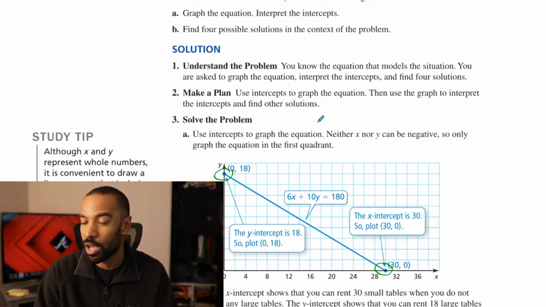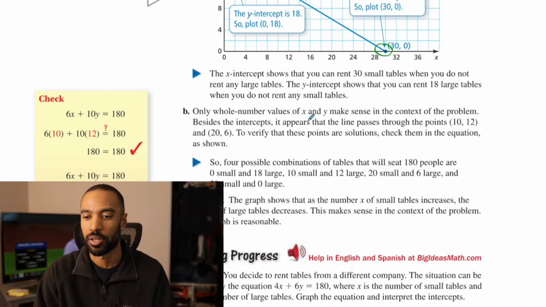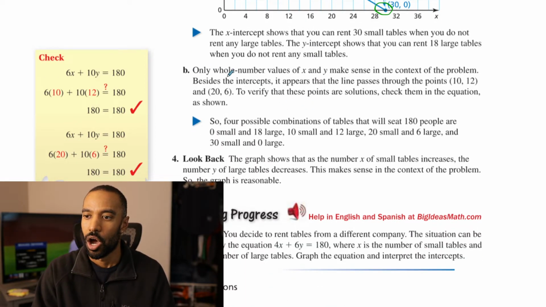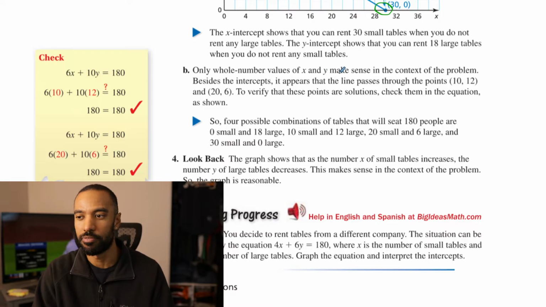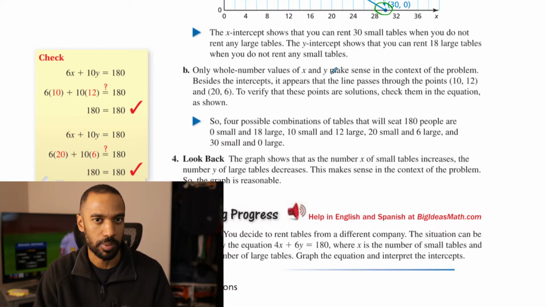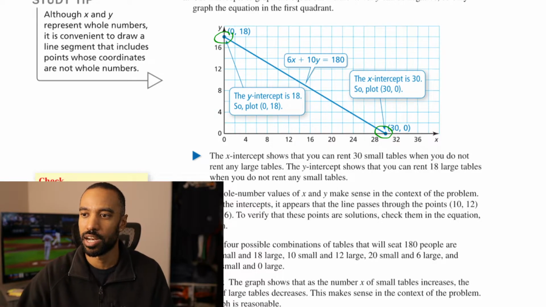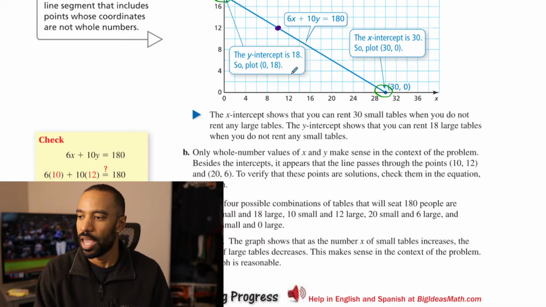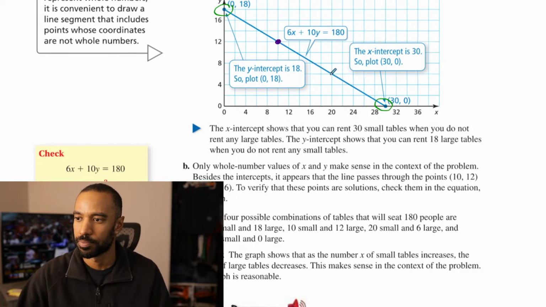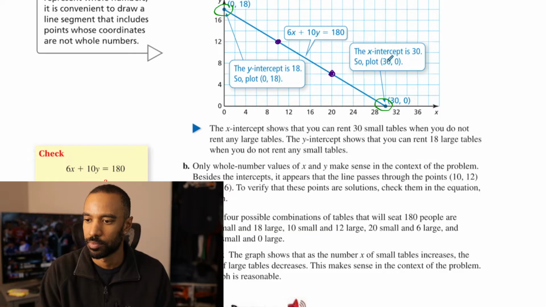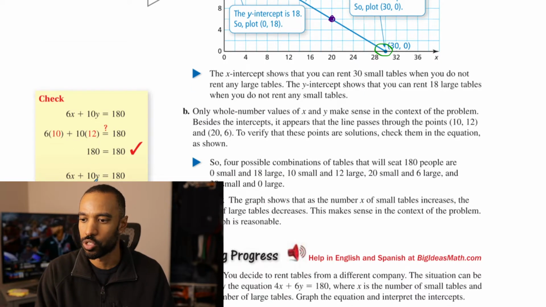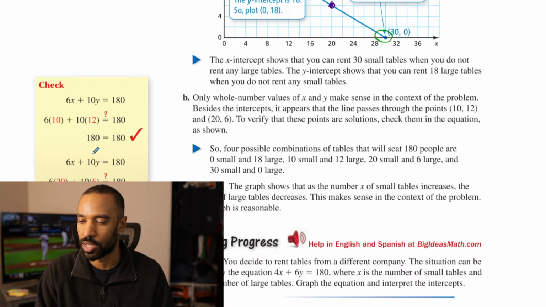You can get it in y equals mx plus b form if you want to, but let's see what they do here. They say only, and here's what I said, only whole number values make sense in the context of the problem. That's because tables are integers. Because besides the intercepts, it appears that the line passes through a couple other points. Oh, yeah, we could also use the graph to make the determination. They said it appears to cross through the point 10, 12, and I agree. And 20, 6. And to verify those solutions work, boom, there we have it, 20, 6.